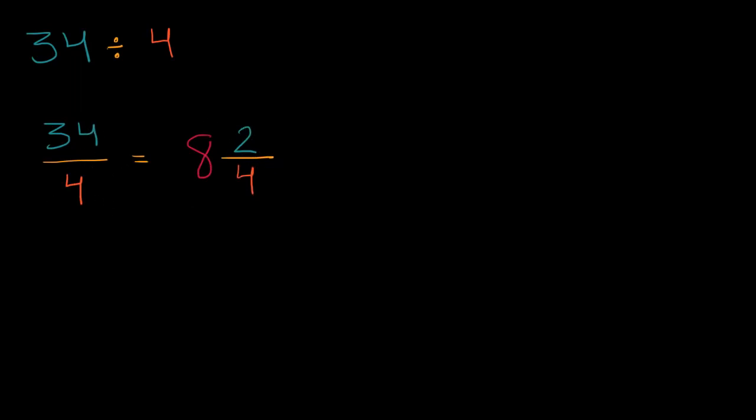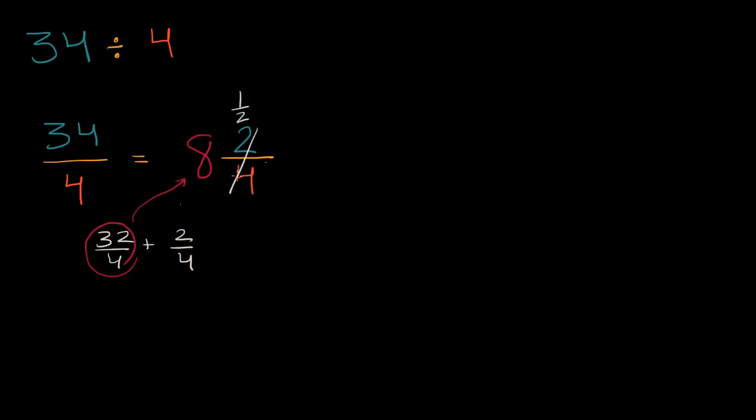Another way, if you want to see all the steps, you could say, hey, I could rewrite this as 32 over 4 plus 2 over 4. The 32 over 4 is our 8. So 8 and 2 fourths. Well, 2 fourths, that's the same thing as 1 half.